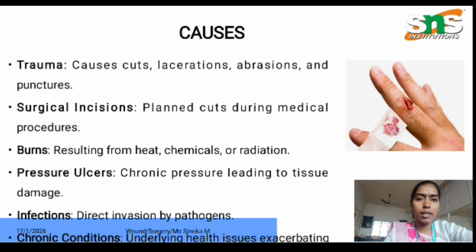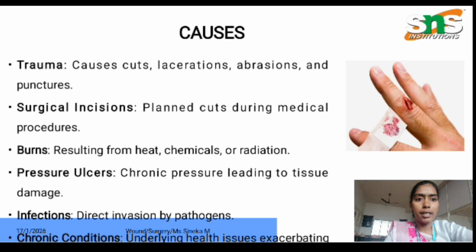Next is causes. The most common causes are trauma such as cuts, lacerations, abrasions or punctures. Next is surgical incision. Planned cuts during medical procedure. During surgery, the surgeon will create a cut. That is called surgical incision. Another common cause is burns resulting from heat, chemicals or radiation. It will affect our skin layers or tissues.